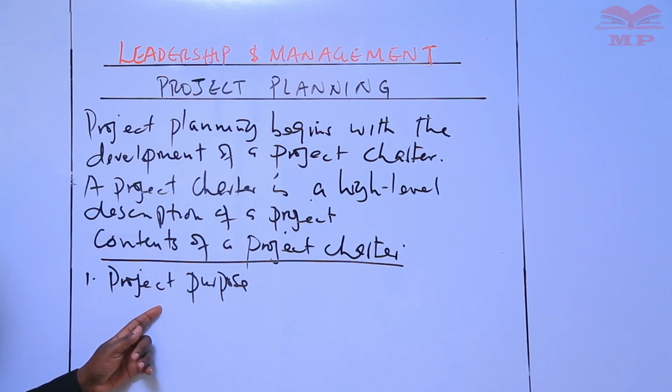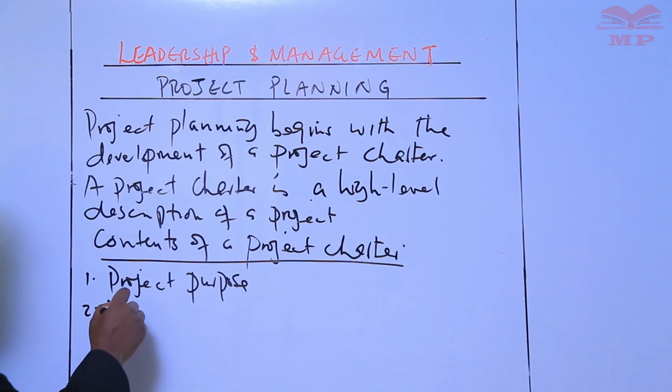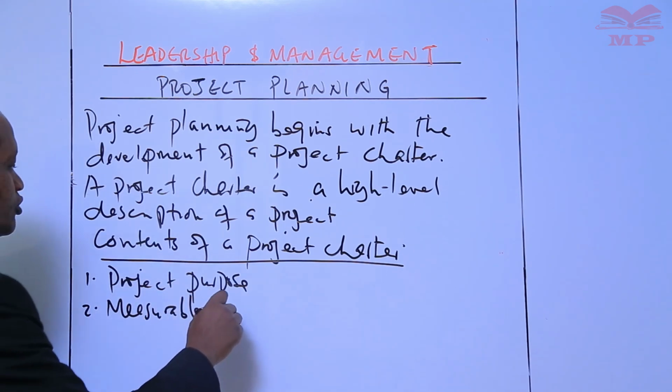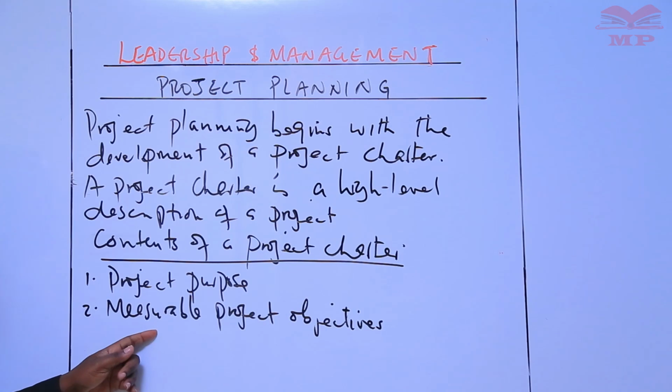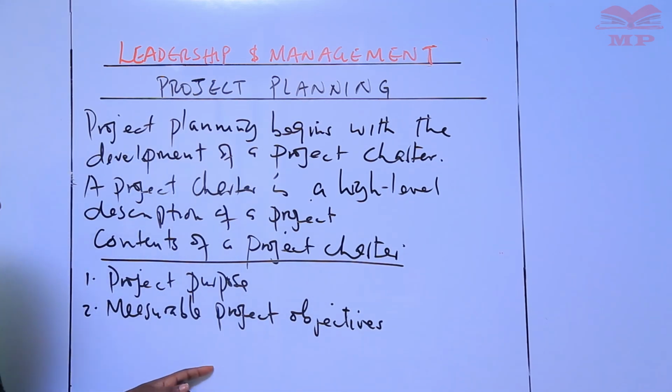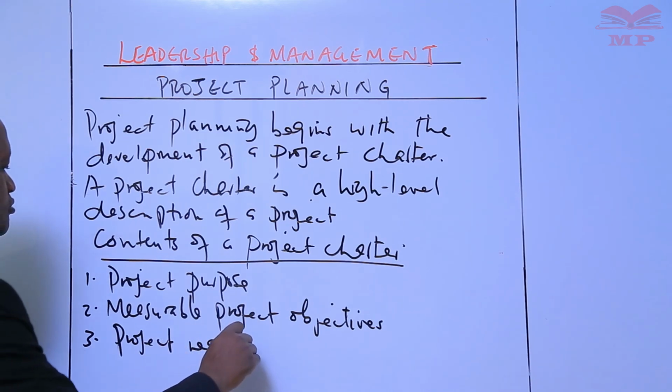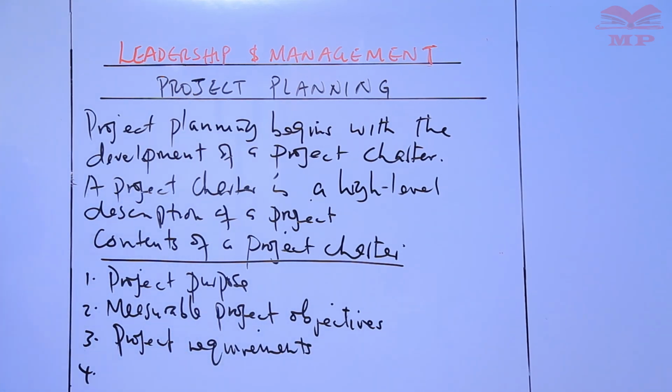Then the charter must also contain measurable project objectives. Because we always say an objective must be smart. It must be measurable. All right? Measurable project objectives, including the related criteria. Okay? A project charter will also contain requirements, project requirements. Project requirements, number four.